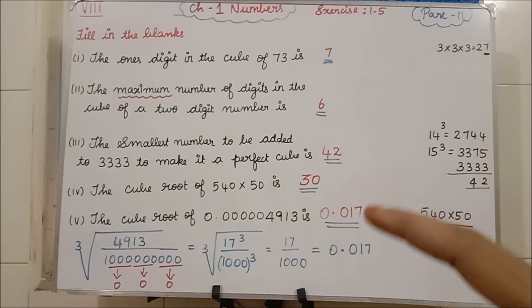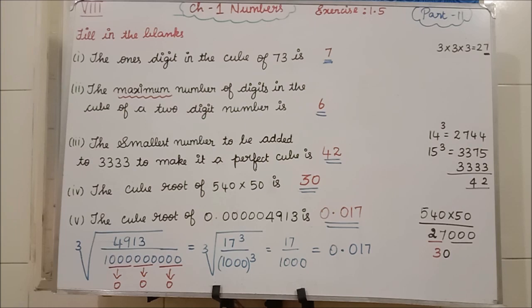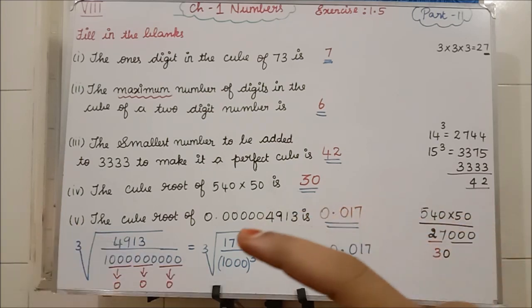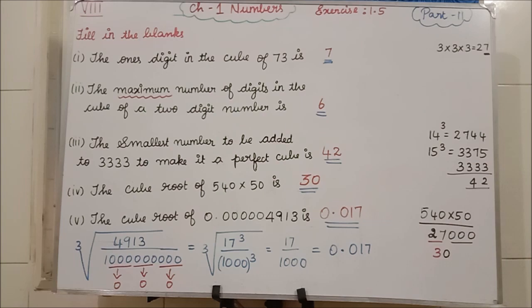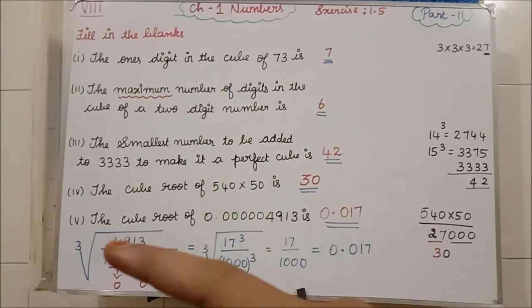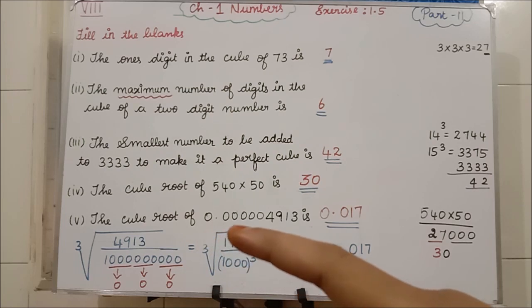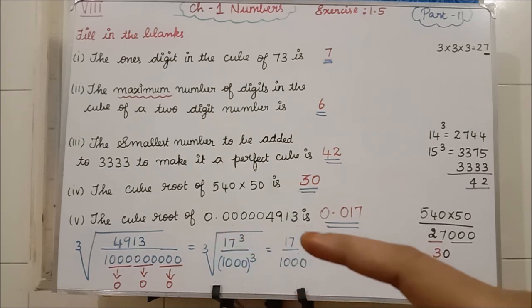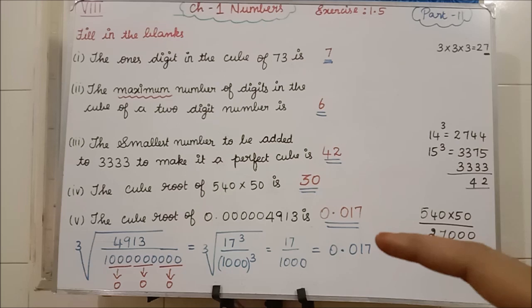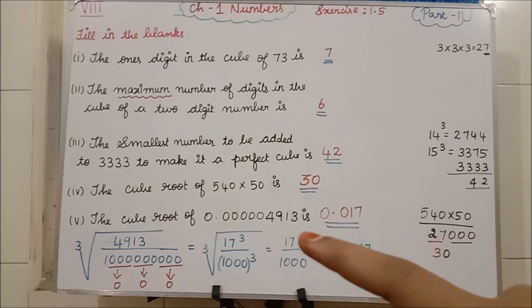Clear all of you? The next fifth question is the cube root of 0.0004913 is dash. See students, fifth question, the cube root of 0.0004913 is dash, I have written. After the decimal, how many numbers am I having?